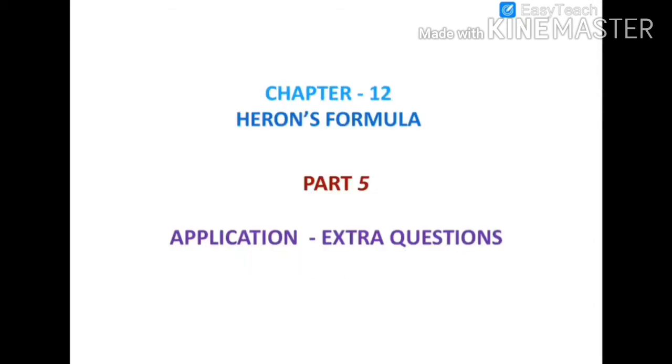We are studying chapter 12, Heron's formula, and we have learnt all the concepts in this chapter. We learnt various types of formulas that can be used to find the area of different types of triangles depending on the data that is given. However, we need to explore these concepts a bit more.